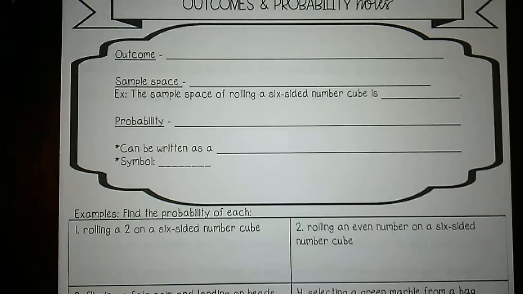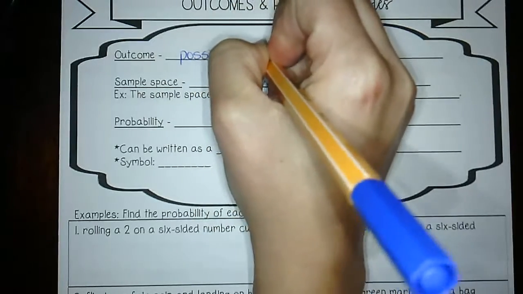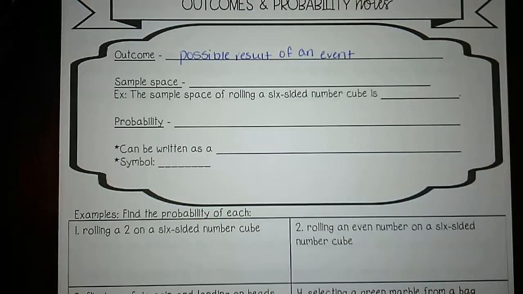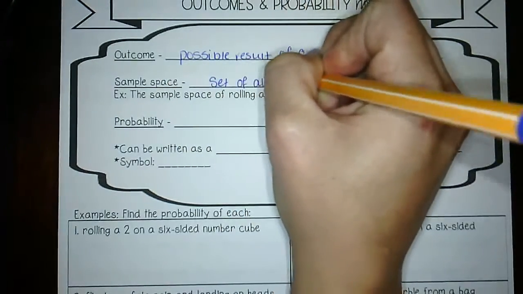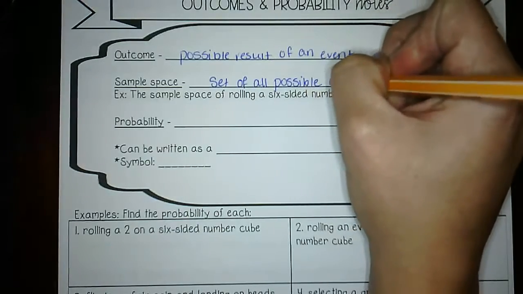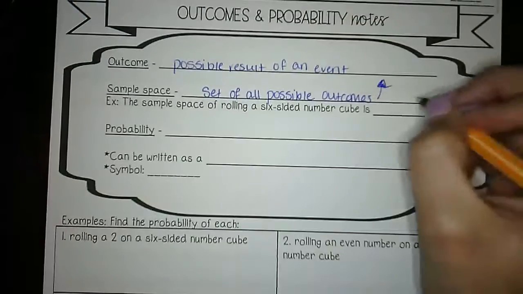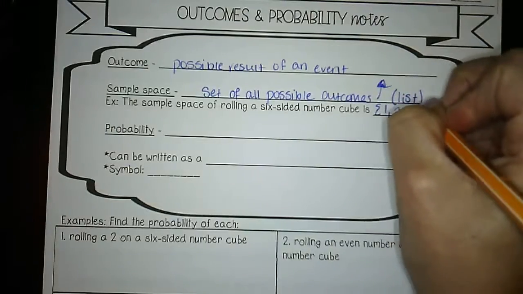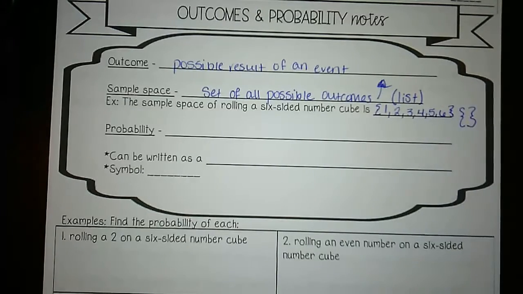So first thing we're going to talk about is outcome. This is the possible result of an event or experiment, but we're going to go with event because we're talking about probability. Sample space is the set of all possible outcomes. So it comes from above. All the possible outcomes. The sample space of rolling a 6-sided number cube is we list it. So a sample space is a list, and it's listing all the possible sides we can get from a number cube, which is 1 through 6. And we use these little curly brackets, look like this, when we talk about a sample space.